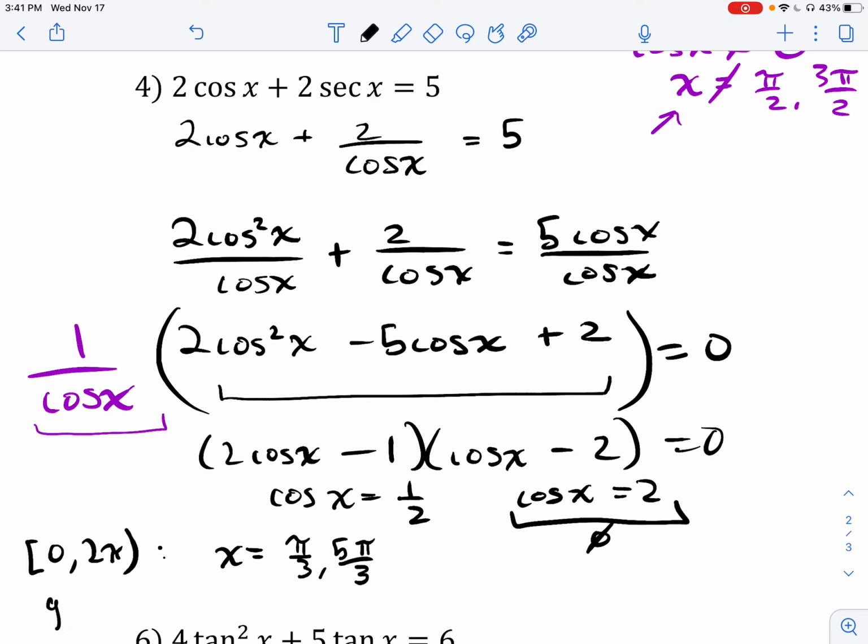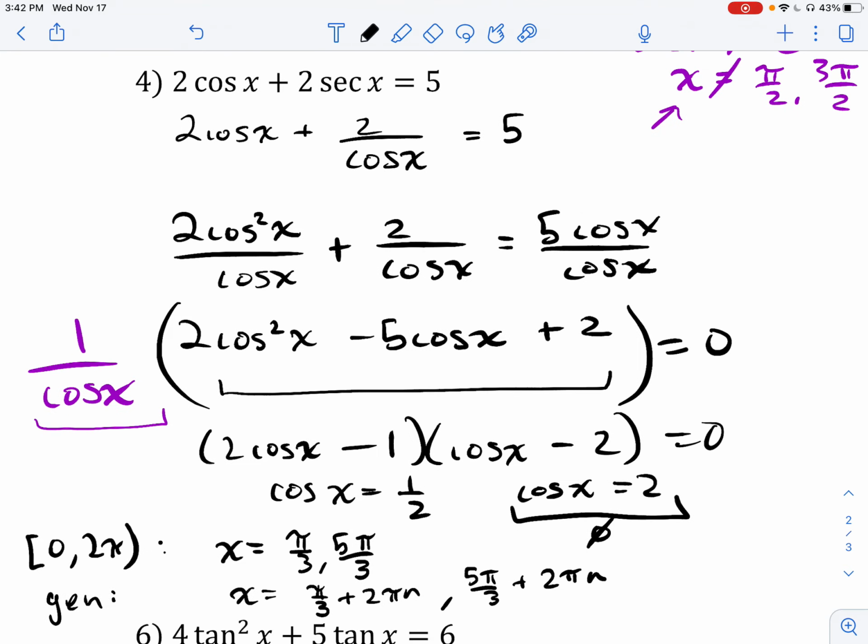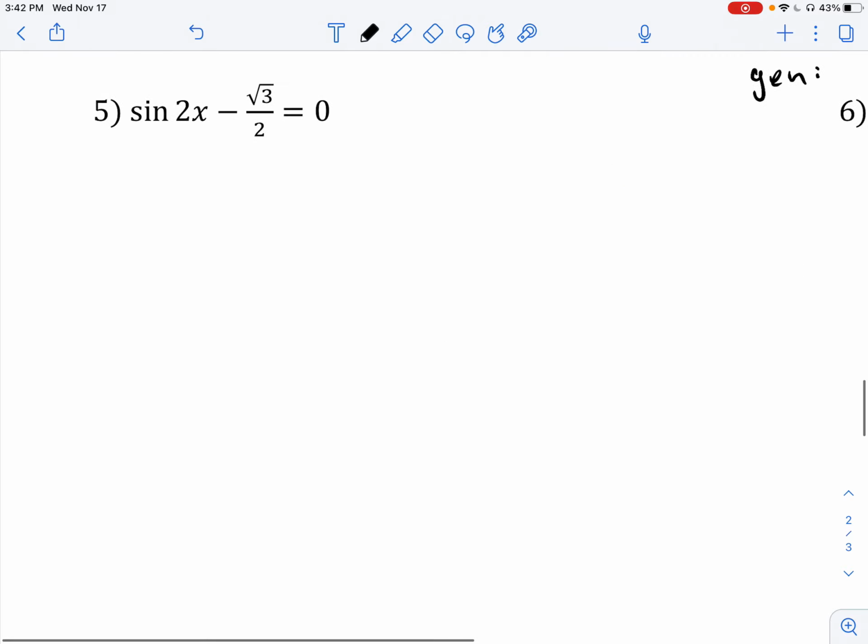And then my general solutions: x is equal to pi over 3 plus 2 pi n, and 5 pi over 3 plus 2 pi n. Okay? All right. Let's do two more different types of equations here.